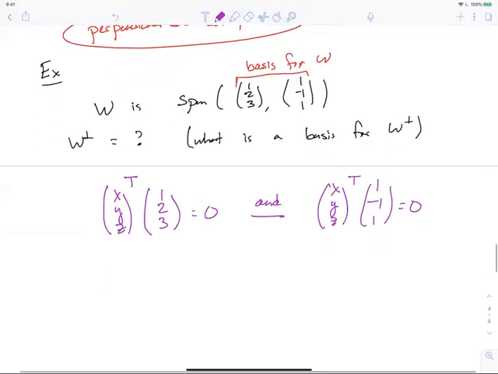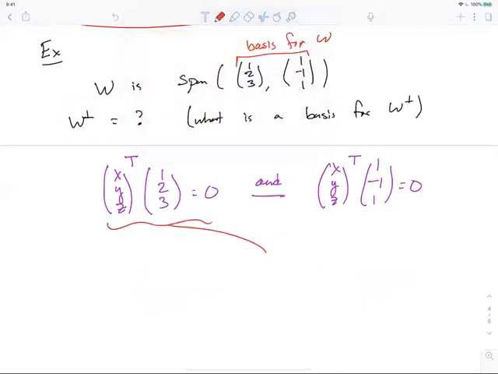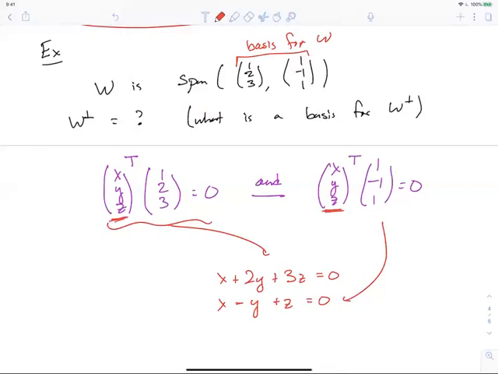So these both translate into equations. This one translates into x plus 2y plus 3z equals 0. And the second one translates into x minus y plus z equals 0. And this is a set of equations that we know how to solve, right? The set of x, y, z that solve this are going to give us vectors that are perpendicular to the two things that we want, which will give us a basis for W perp.